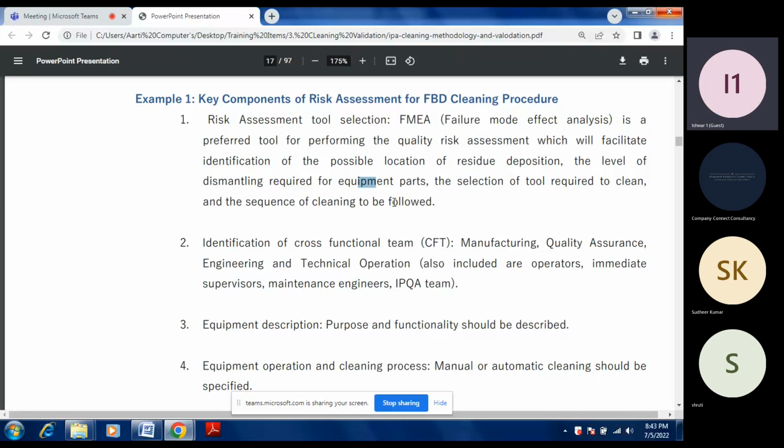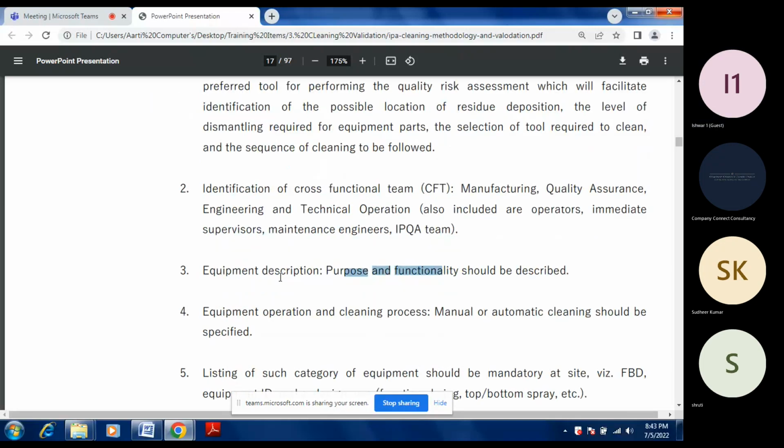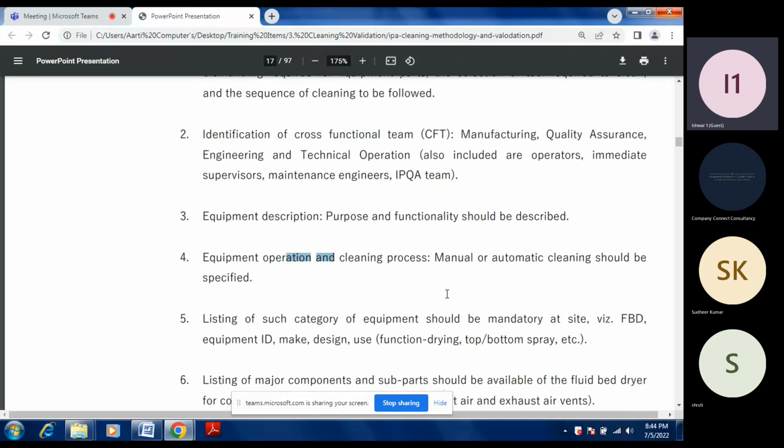Equipment description, purpose and functionality should be described, along with the equipment operation and cleaning procedure. As discussed in earlier sessions, some equipment is cleaned by manual activity and some by automated activity. Automated cleaning is performed for some dedicated equipment, and manual cleaning is performed for all equipment where automatic cleaning is not appropriate.